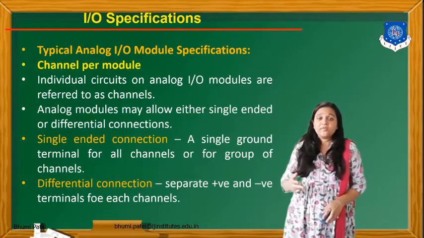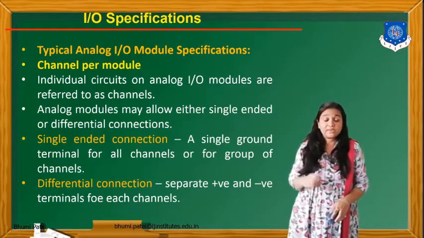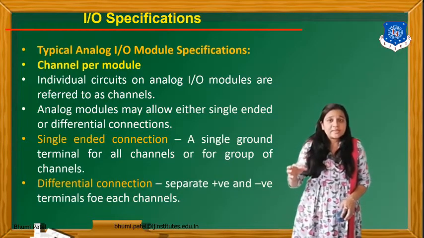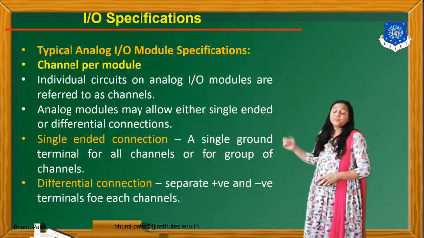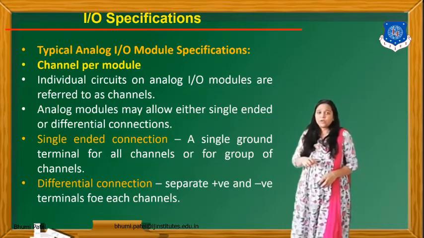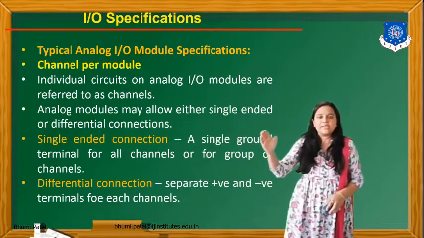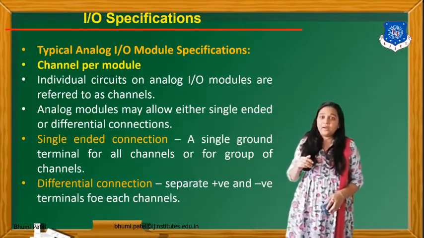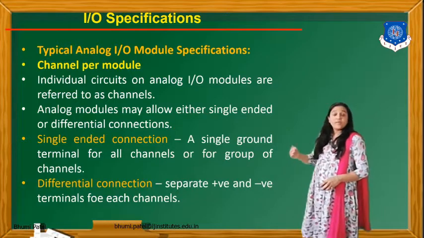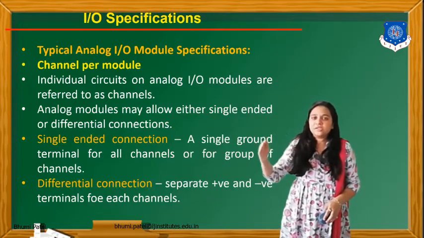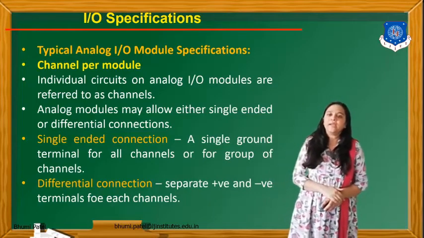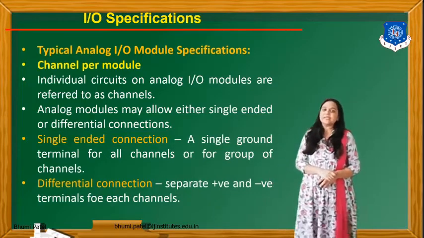So what is the difference between single-ended and differential? If we connect 6 channels to one analog module, for single-ended we can connect only one ground terminal along with the 6 channels. For the differential connection, we have a total of 12 connections: positive and negative terminals for the 6 channels.